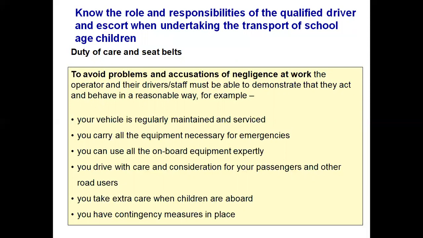So, should you not be well one day or have certain appointments you need to take care of, you need to have a backup driver. As we've already mentioned, you need to have a backup vehicle. Should there be an escort or assistant on the job, you need to have a backup escort or assistant. That child has to get to school.